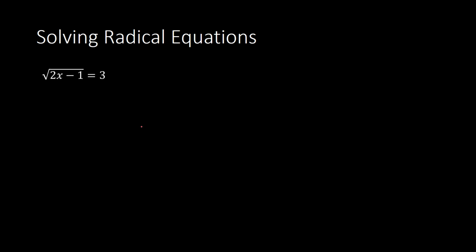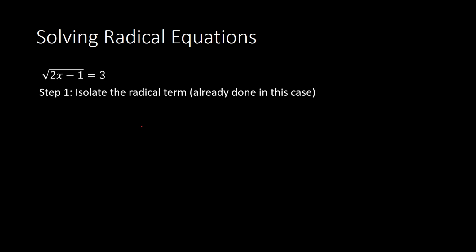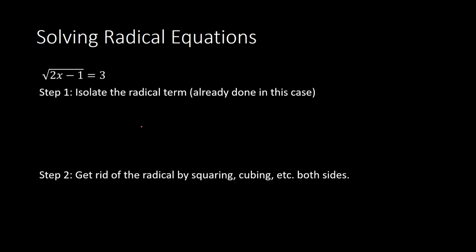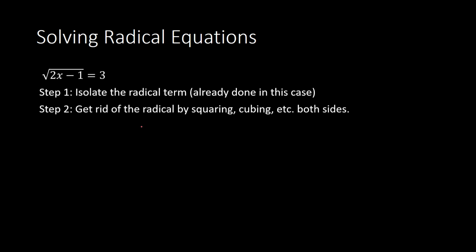So for example, here we have the square root of 2x minus 1 equals 3. When you have a radical equation where the variable is inside of the radical, first thing I want to do is isolate the radical term, which in this case has already been done for us. The radical is by itself on one side of the equation. But if it's not, make sure you isolate it first. And then you need to get rid of the radical by squaring, cubing, or something on both sides.